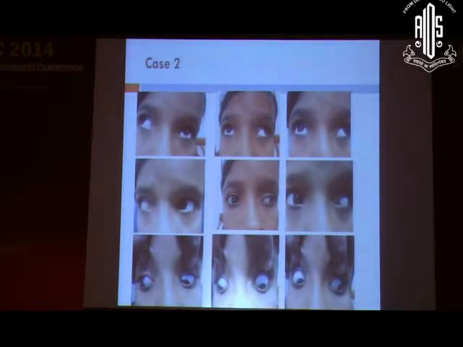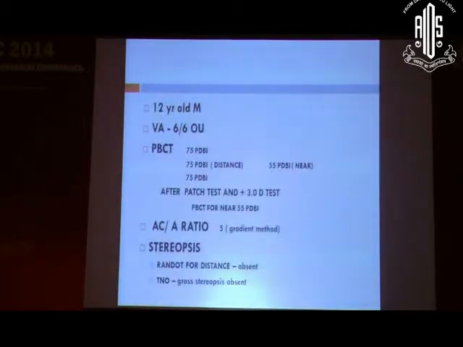Now the second case shows again a very large angle of esotropia in the primary position, with hardly any difference in up gaze and down gaze. This was a 20-year-old patient with a visual acuity of 6/6 in both eyes.